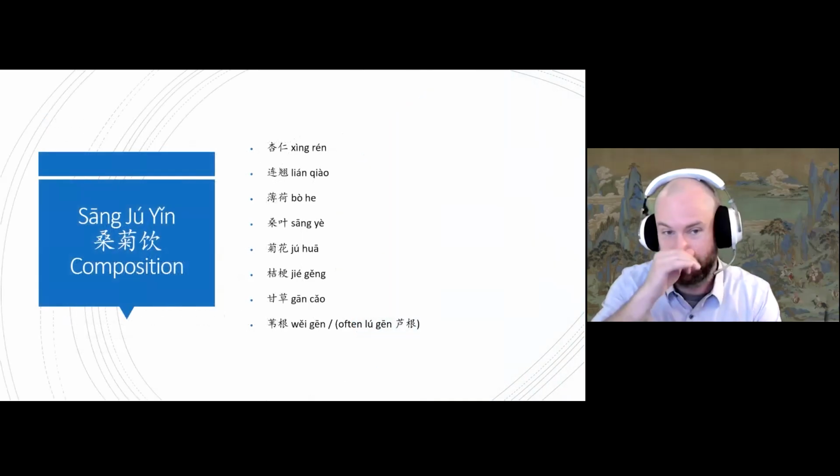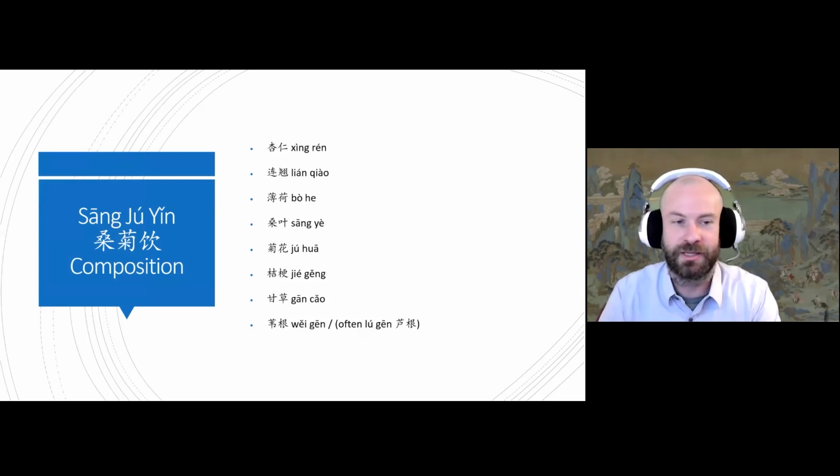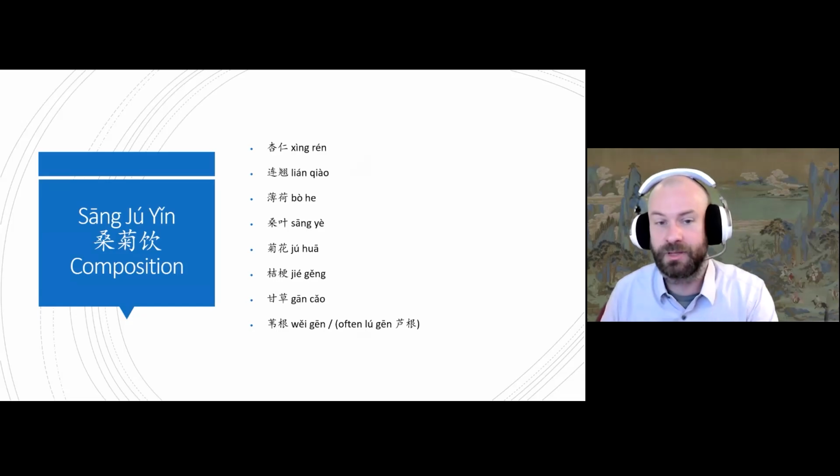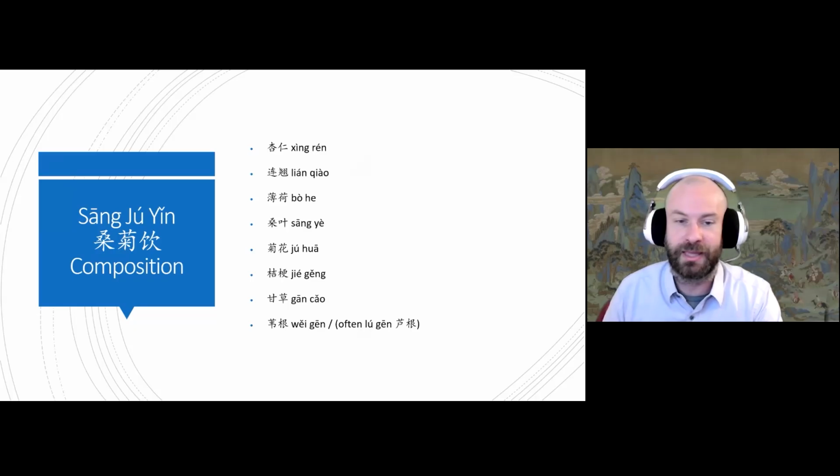So what is Sangju Yin composed of? Xingren, Lianqiao, Bohe, Sangye, Juhua, Jiegeng, Gancao, and Lugen is what they use. So both formulas have Juhua, Bohe, Gancao and Lianqiao. So nearly half crossover. Okay.